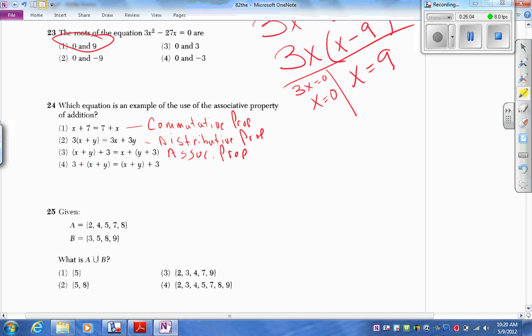This one, 3 plus (x plus y), and then (x plus y) plus 3. The order changed, not who's in the parentheses. Notice xy stays in parentheses, not who's. So this, again, is commutative property. That's the tricky commutative property. Be careful.